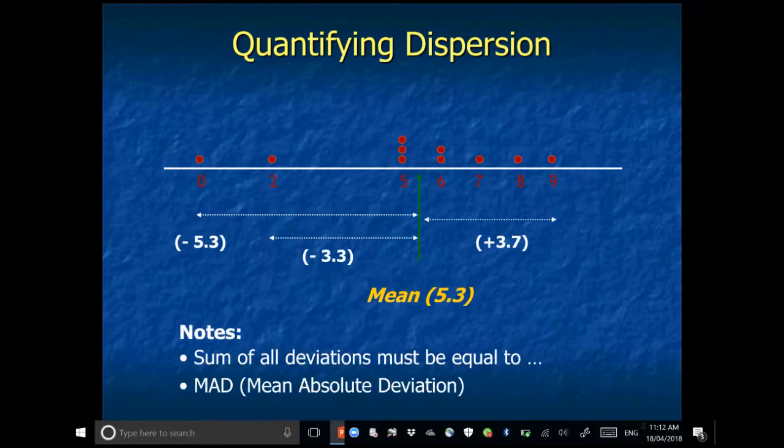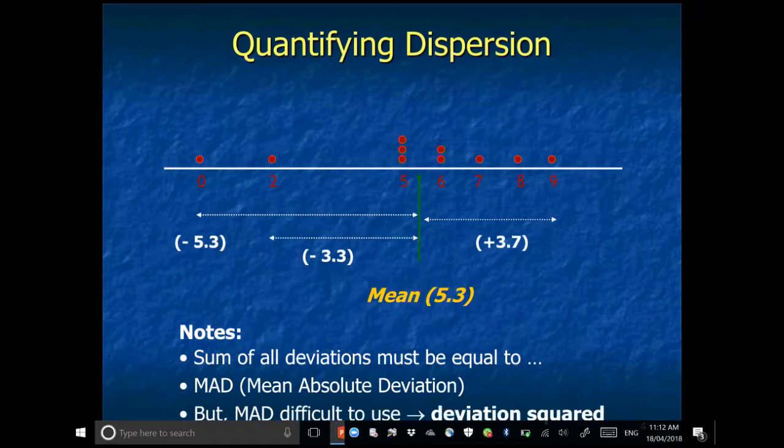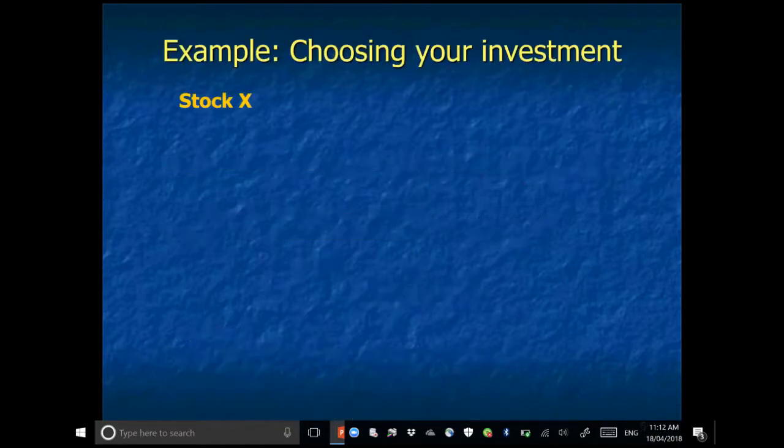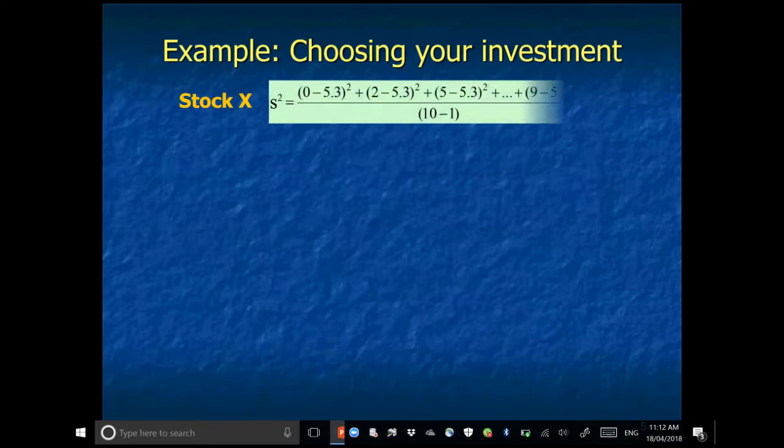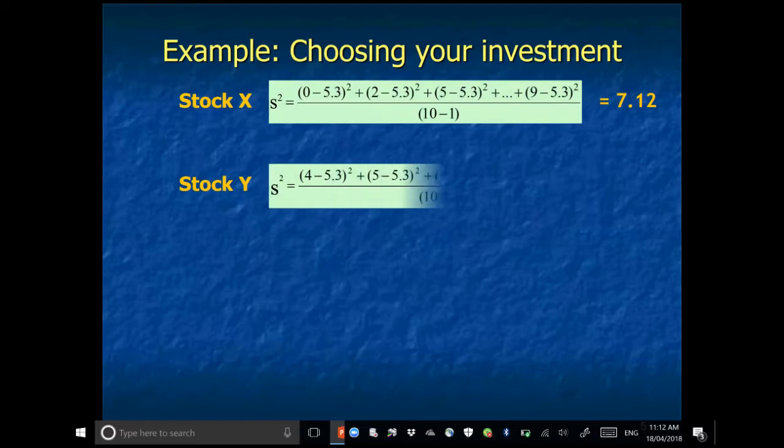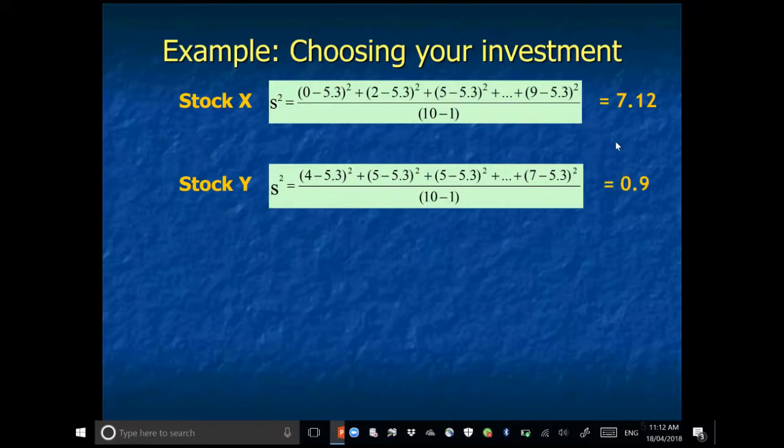But what we actually need is a sense of the dispersion, and this is what is done when computing dispersion: taking the variation of the individual returns from the mean return, and then putting them all together. In this case, for stock X, we measure the dispersions of individual returns from the mean. You see the difference of 5.3 from all the individual returns, like 0 or 2 or 5%. And then we aggregate them into some measure, which is called the variance.